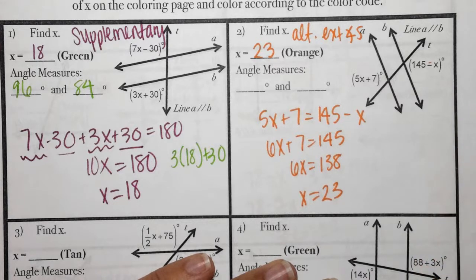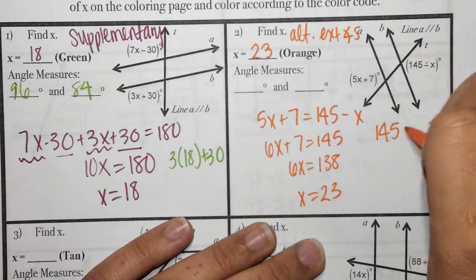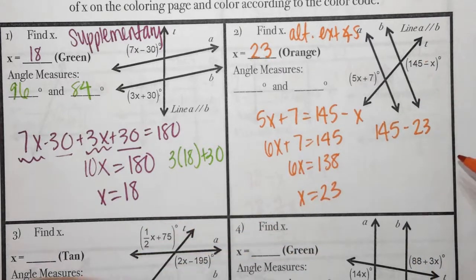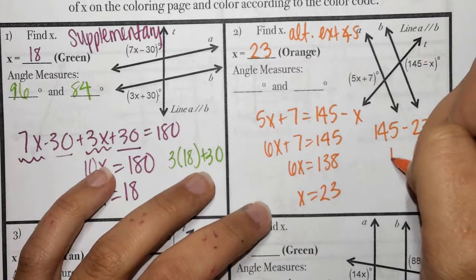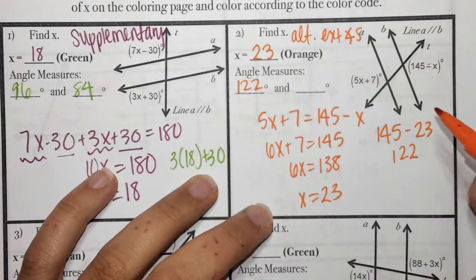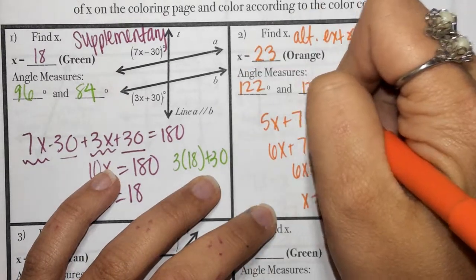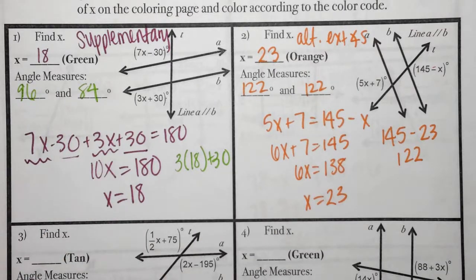Yes. All right, so now that we have 23, we're going to plug it back in. So you would do 145 minus 23, and what's 145 minus 23? 122. And you could also plug it into the other one to make sure they're the same. So 5 times 23 is? 115. Plus 7 is 122. Okay, wait. Did you say 5 times 23? Yes, it's 115. Plus 7. 122, okay.